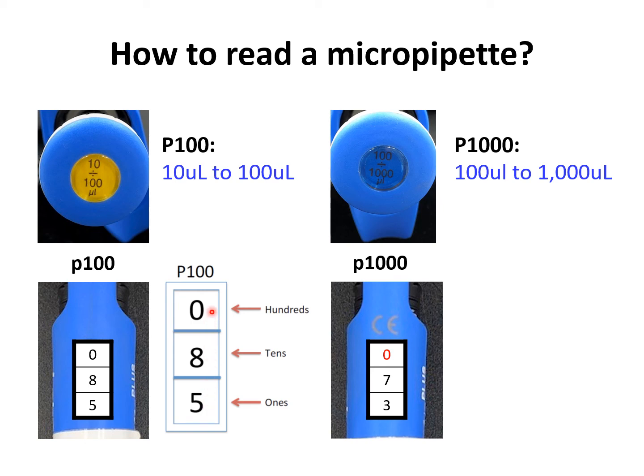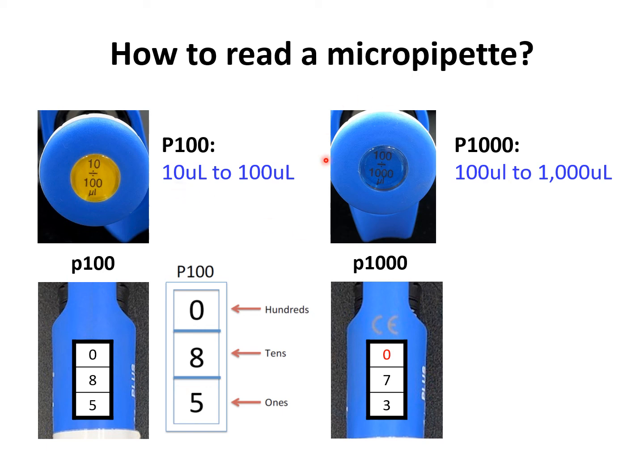Okay, now if I want to set it to 100 microliters, then I'm going to set it to 100. Okay, how can I set it to 10? Think about it. If I want to set it to 10, I'm going to go ahead and set it so that this box would say 0, 1, 0. So 0, 1, 0, that would be my 10 microliters.